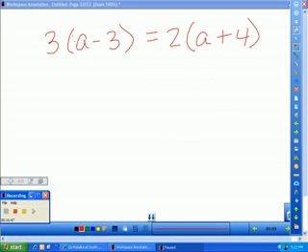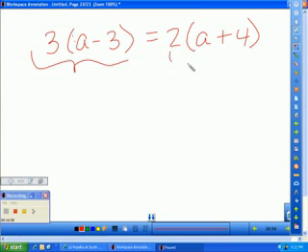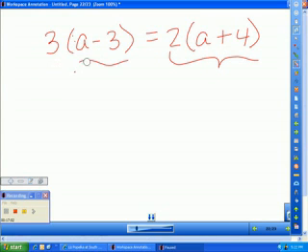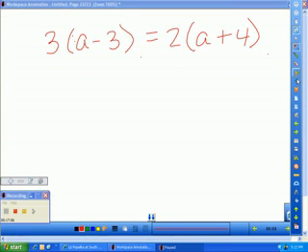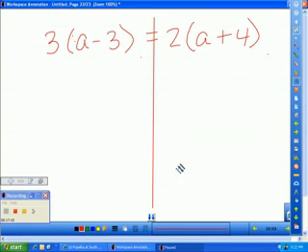In this example, you have variables on both sides. But before you can do anything to get rid of either one of them, you're going to have to use the distributive property to get rid of these two different sets of parentheses. I'm still going to begin by putting a line through the middle of my equal sign. I'm going to use distributive property to get rid of these parentheses.